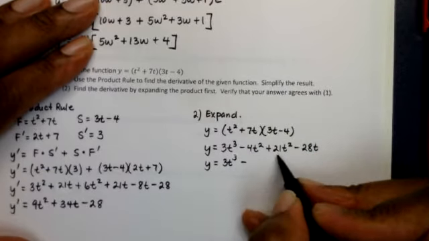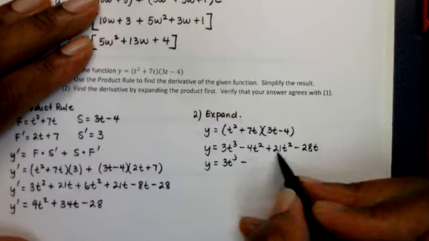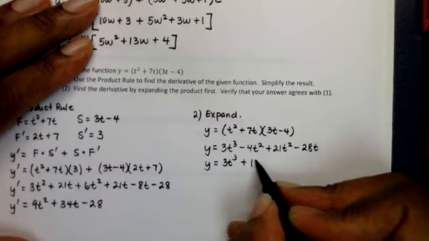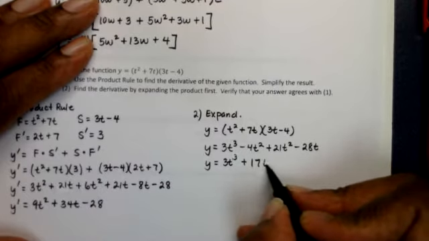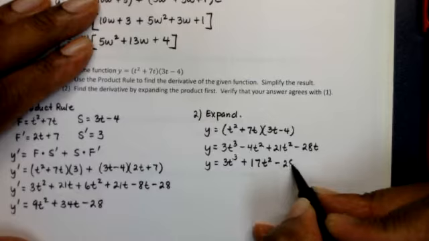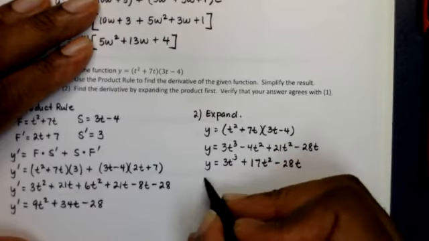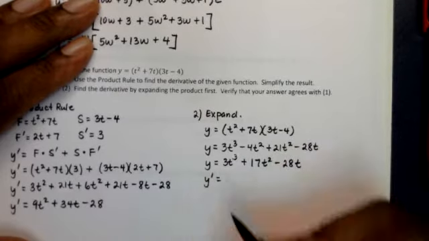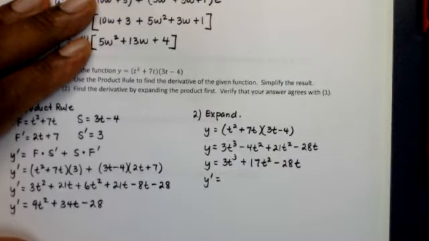Minus 4t plus 21, minus 4t squared plus 21t squared would be a plus 17t squared minus 28t. Let's go ahead and take the derivative of that.